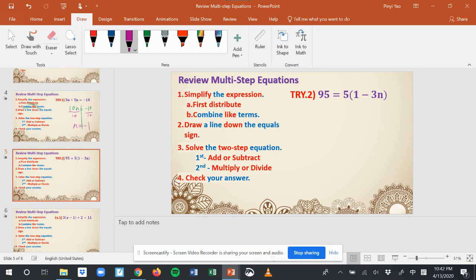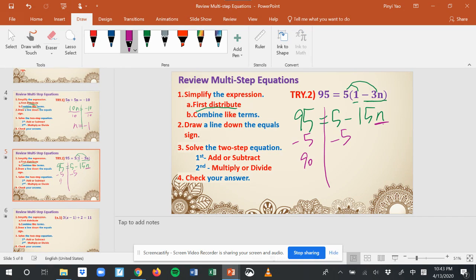Next, number 2. This one we do have parentheses, so we do need to distribute first. Make sure you draw these lines to help you. And that is 1, the other one is negative 3, and make sure the negative sign goes with the term. So negative 5 equals 5 minus 15. And after that, draw a line. And I always say start with something that's further away from the variable. So our variable is right here, n. 15 is quite close to it, but 5 is further away, so we need to get rid of 5 first. Since this is just a positive 5, we're subtracting 5 on both sides.